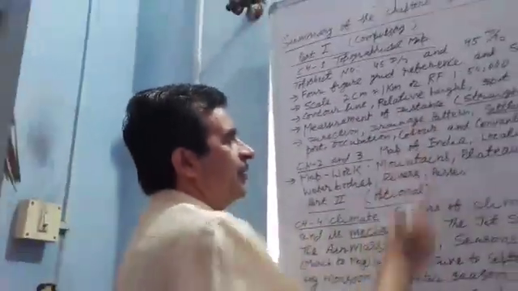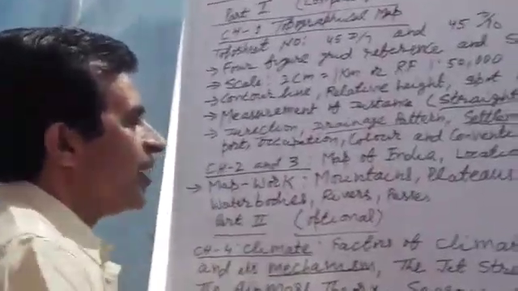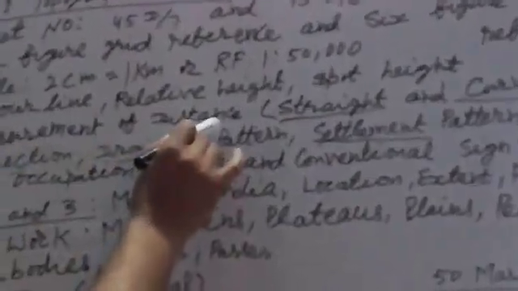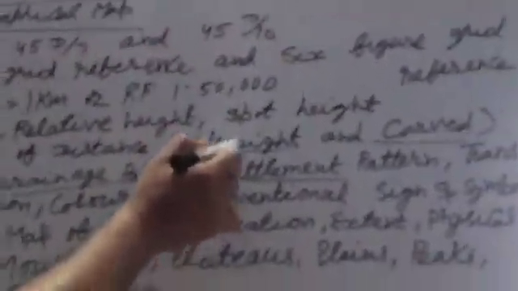Relative height from the surrounding areas and spot height from the mean sea level. Measurement of distance, straight and curve. Measurement of straight distance with the help of a divider. Measurement of curve distance with the help of a piece of thread.